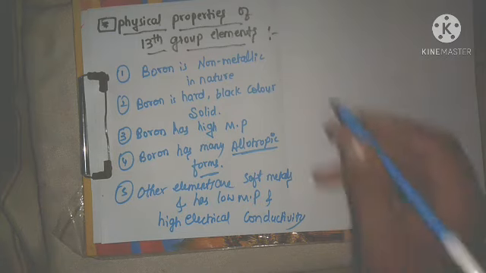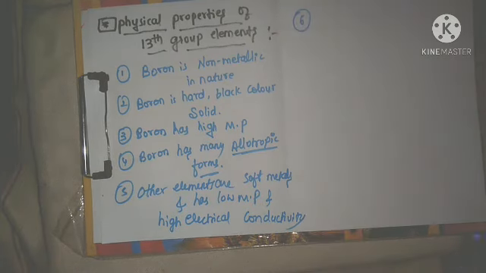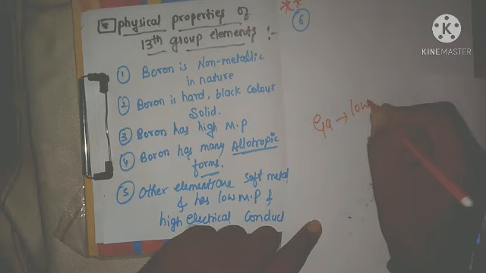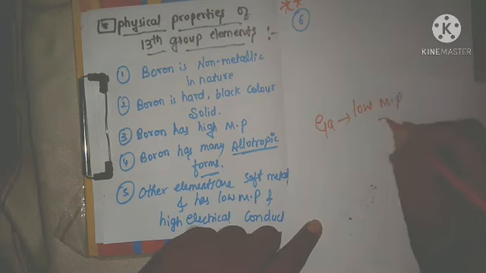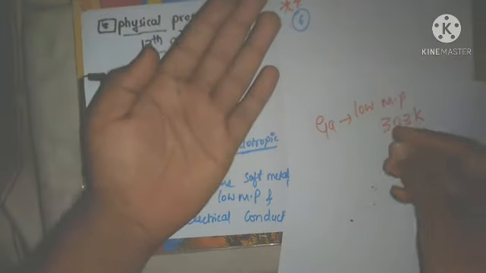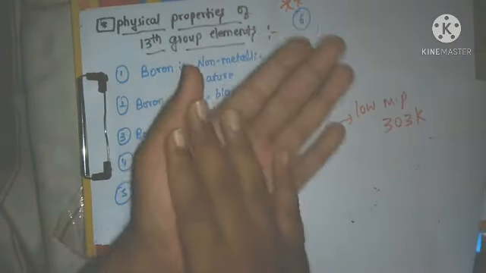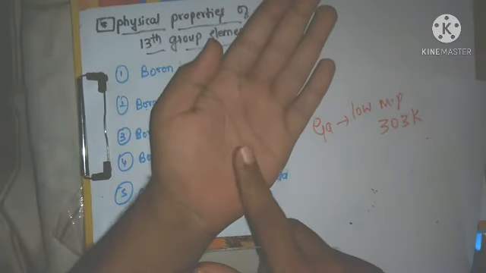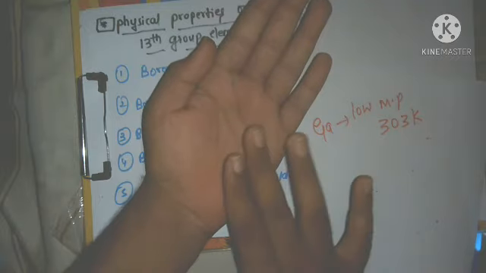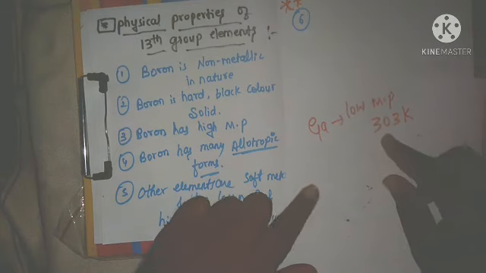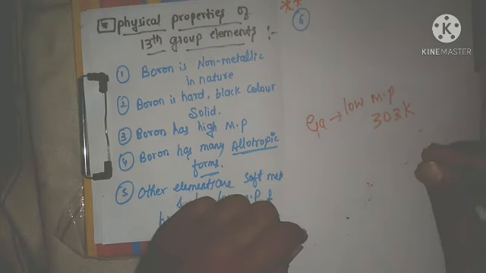And the last point is very important. Sixth one I will write with different color pen. Now what is that one? It is the gallium element. Gallium has very, very low melting point, that is 303 Kelvin temperature. Means when you keep gallium on your hand, it will start melting. At room temperature, in summer also, gallium starts melting because it has very, very low melting point.